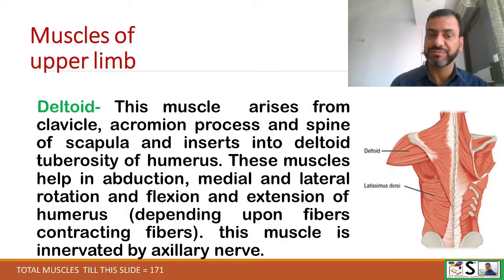Next one is deltoid. This muscle arises from the clavicle and acromion process and the spine of scapula and inserts into the deltoid tuberosity of humerus. These muscles help in abduction, medial and lateral rotation, and flexion and extension of the humerus depending upon which fibers are acting. This muscle is innervated by axillary nerves. And when we give an IM injection in the arm, it is given in the deltoid muscle.